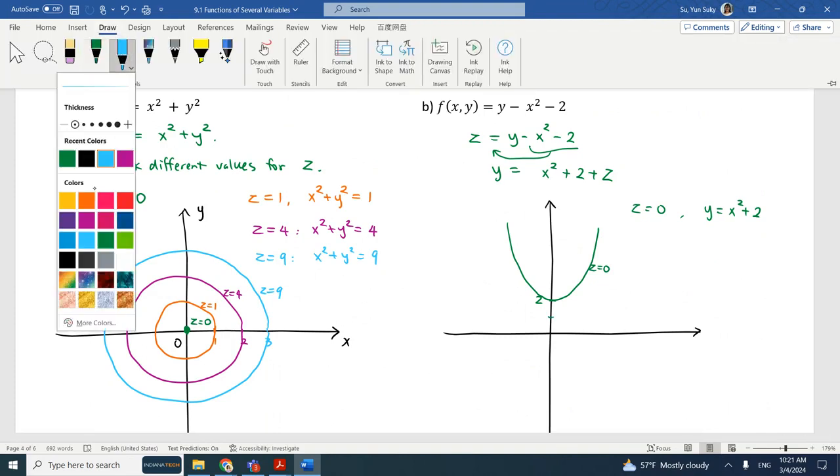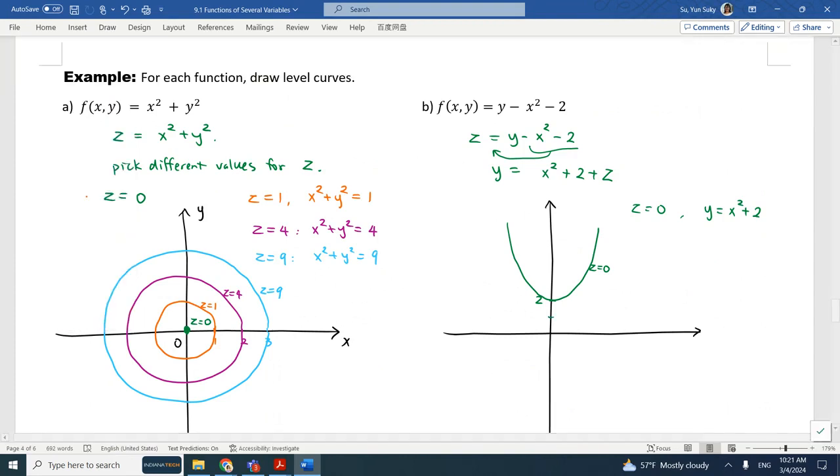And next, what do you want to pick your z to be? It can be positive or negative, doesn't matter. 1? Okay, good. 1, and then the y is what? X squared plus 2? Yeah, plus 2, and then plus your z is 1, so it's x squared plus 3. Oh, it means the y-intercept is 3. Yeah? And you also draw a parabola. So this is z equals 1.